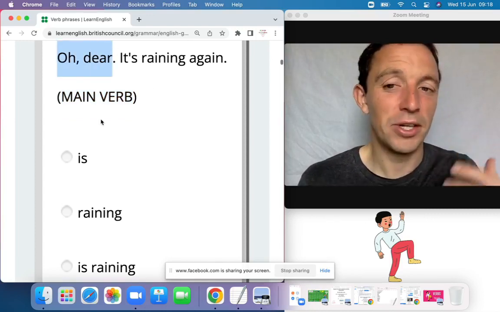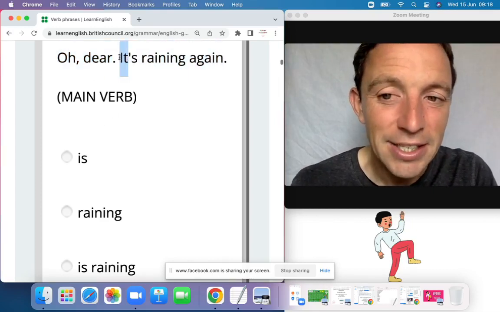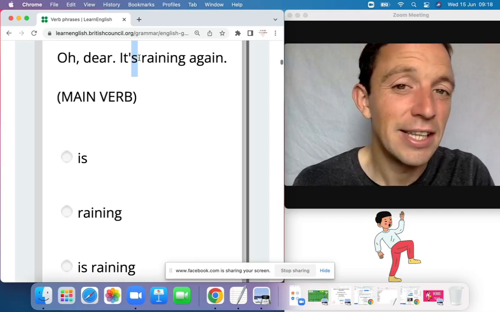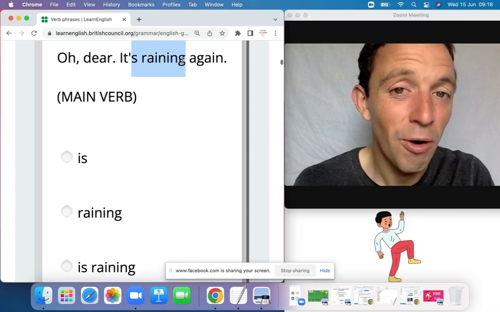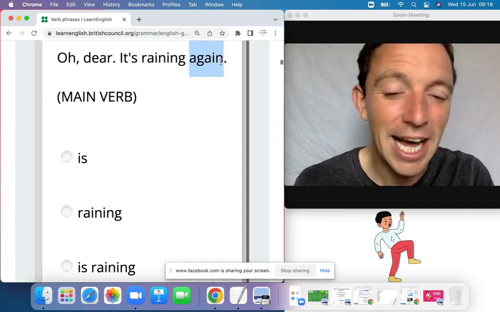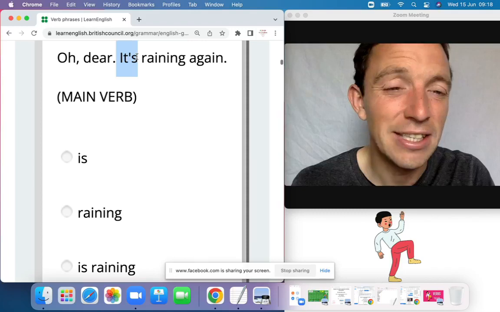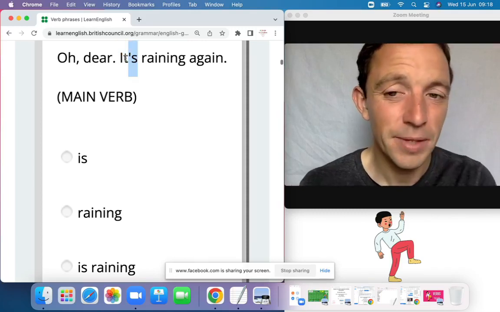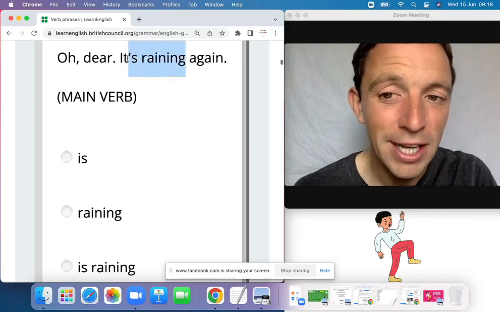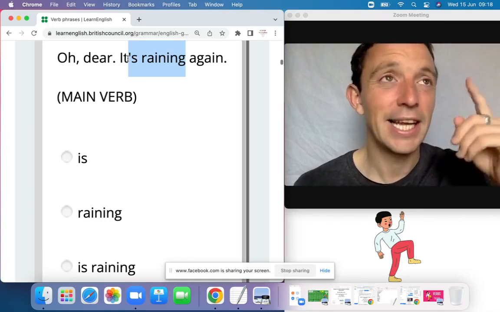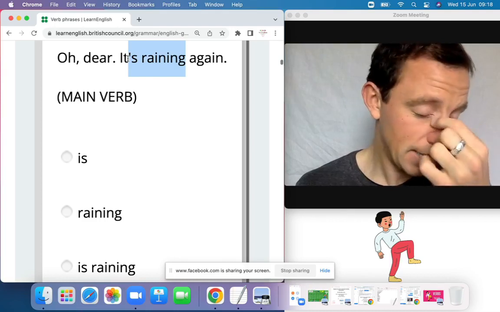Oh dear is similar to oh no, oh terrible. It is raining again. It is the subject. Is is the auxiliary verb, and raining is the ing form of the main verb, and again is an adverb of frequency. That's a very technical explanation, but it is the subject, is is the auxiliary verb, and raining is the ing form of the main verb. Therefore, this is the present continuous. It is raining at the moment continuously in the present. And that is the explanation.